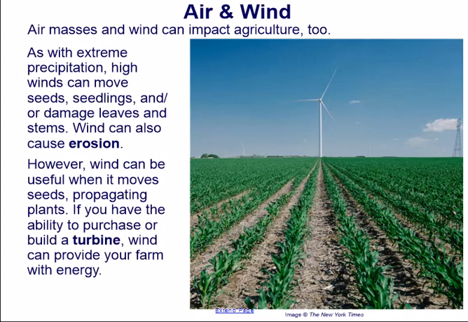Air and wind. Air masses and wind can impact agriculture too. As with extreme precipitation, high winds can move seeds and seedlings, or damage leaves and stems. Wind can also cause erosion. However, wind can be useful when it moves seeds, propagating plants. If you have the ability to purchase or build a turbine, wind can provide your farm with energy.